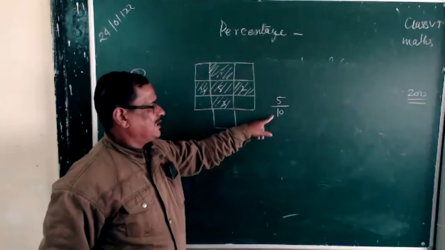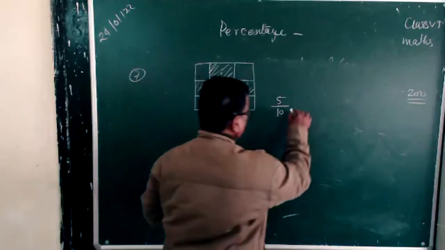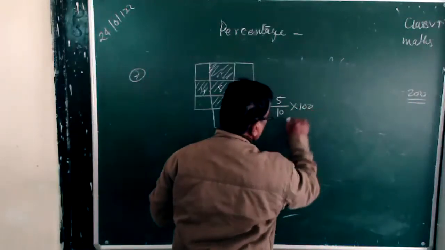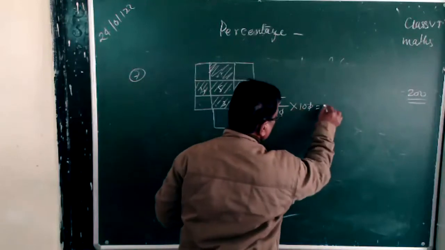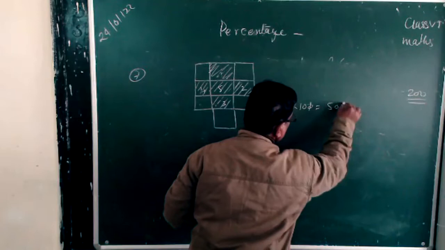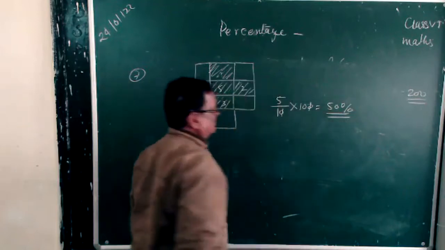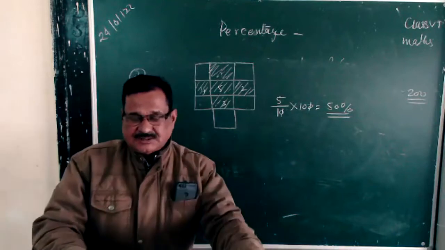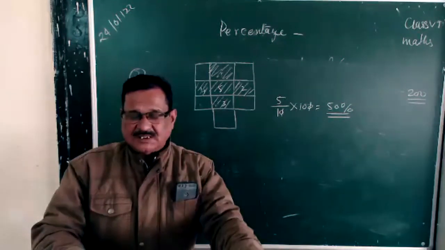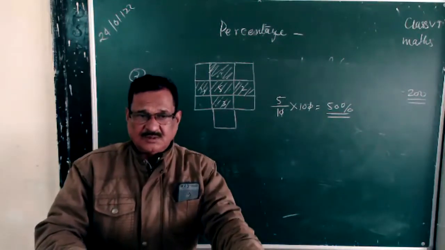Make a fraction 5 by 10 and then multiply by 100. The 0 cancels. 5 multiplied by 10, 50%. How many shaded? 50% part is shaded. This way, I think you can do the remaining.